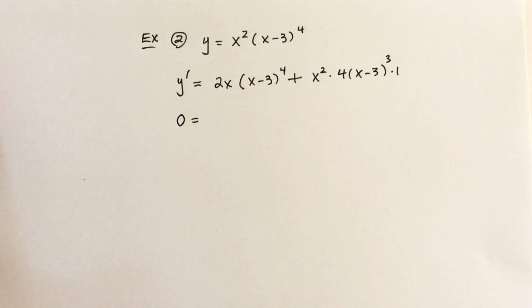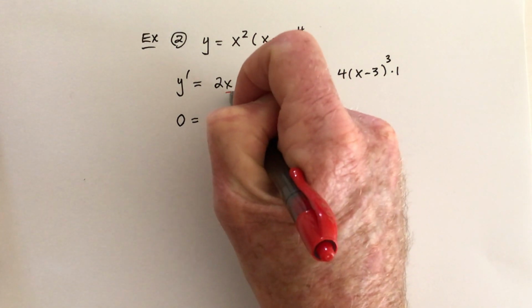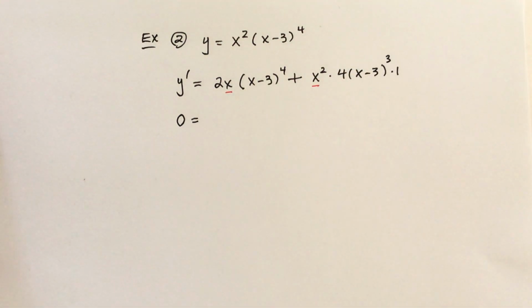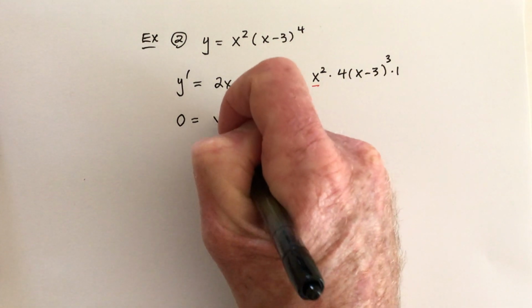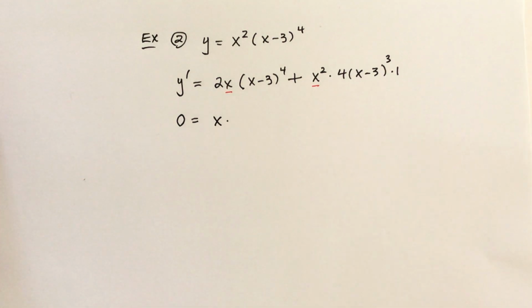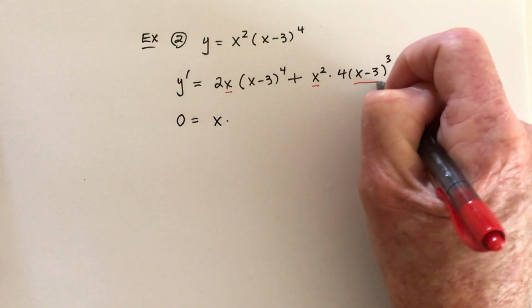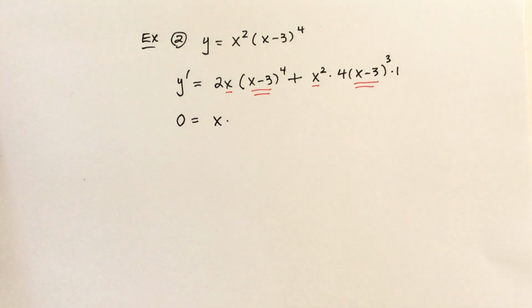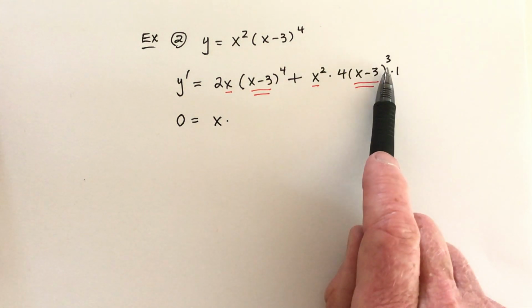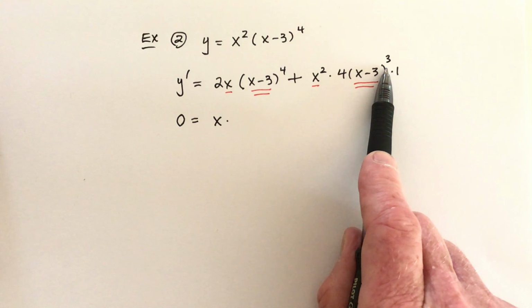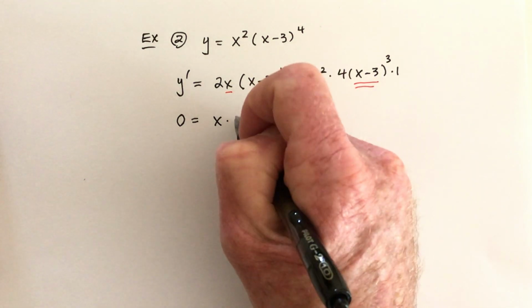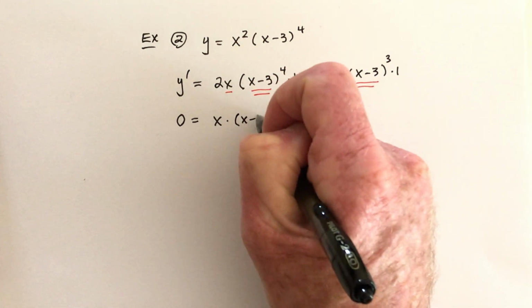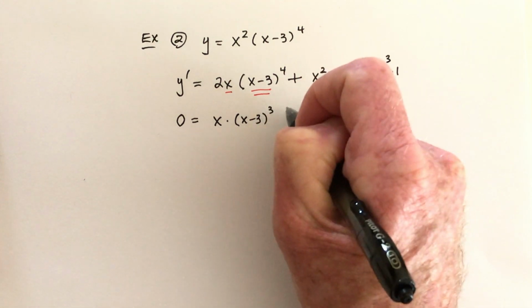And with this one, it could be factored because this has an x and this has an x. So I know that I could factor out an x. This has x minus 3 and this has x minus 3. So I know I can factor out x minus 3. And the general rule is whatever exponent is smallest, that's what you can factor out. So I can factor out x minus 3 cubed.